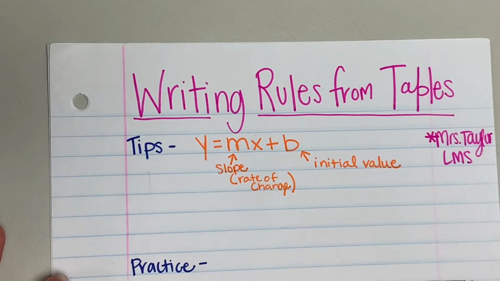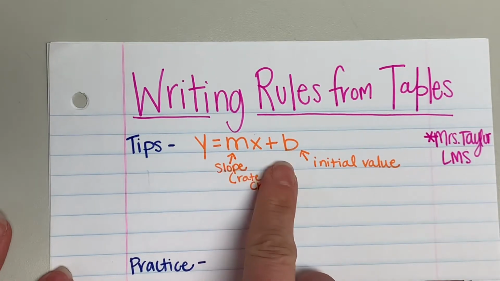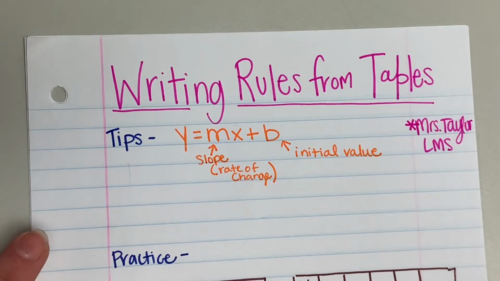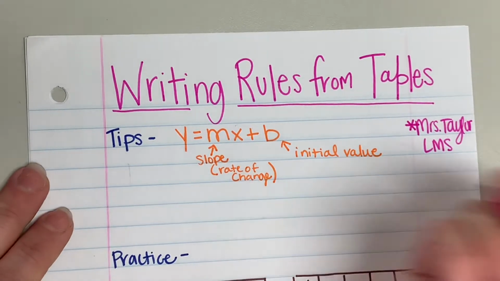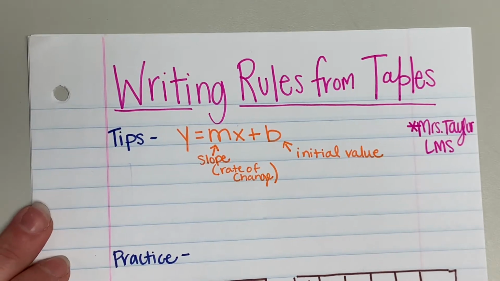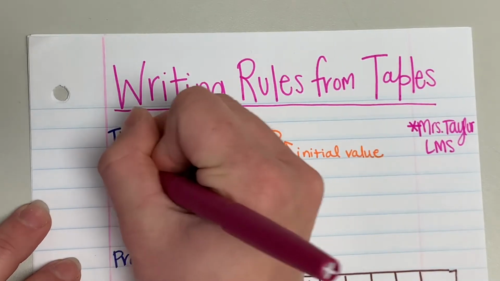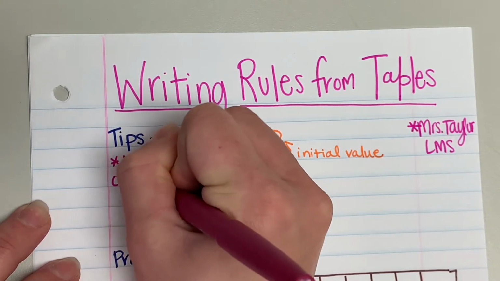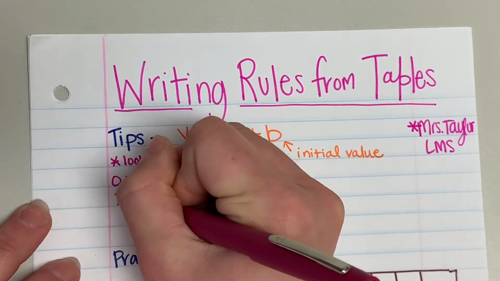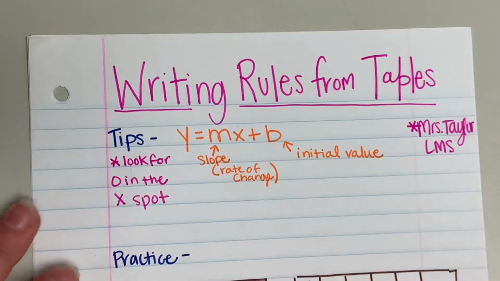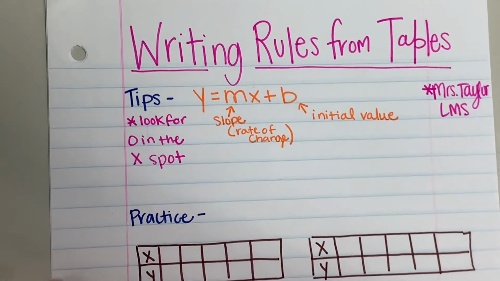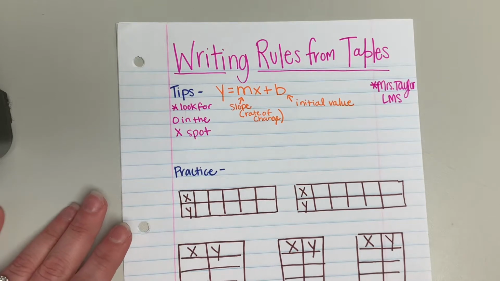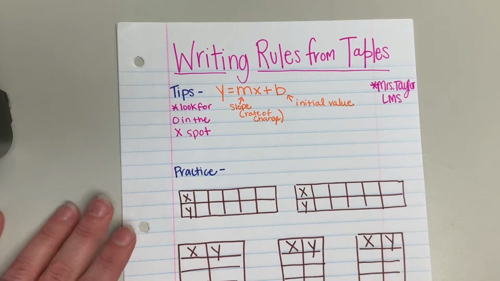Now, one tip that I will tell you about writing rules, y equals mx plus b: anytime you're working with tables and you're trying to find the rule and write the rule, you always want to look for 0 in the x spot. What do you mean by look for 0 in the x spot? Let's get started with one of our practice examples, and I will help you determine what exactly I'm talking about. So look at this first one.